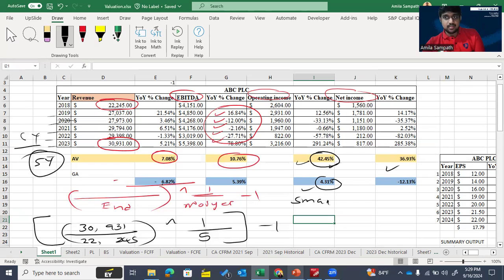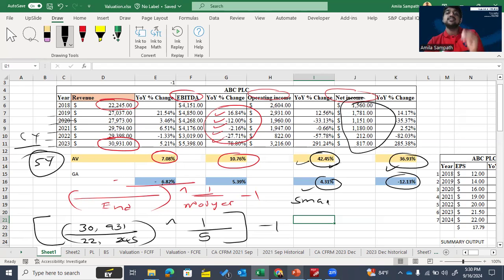You can see for the net income there is high volatility, no? Because you can see it is volatile. For 2018 it is 1.5, but when we come to 2023, it is 800 something. Then it is completely reduced, no? It is significantly reduced. Therefore, our geometric average we got as negative 12.13. But from the arithmetic average, we got 36.93.